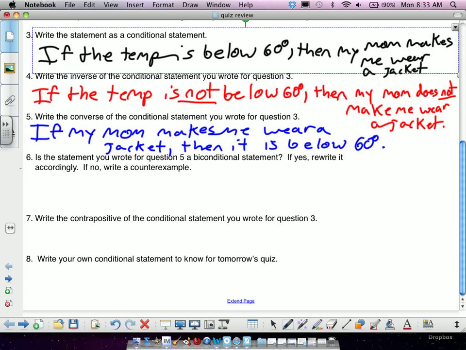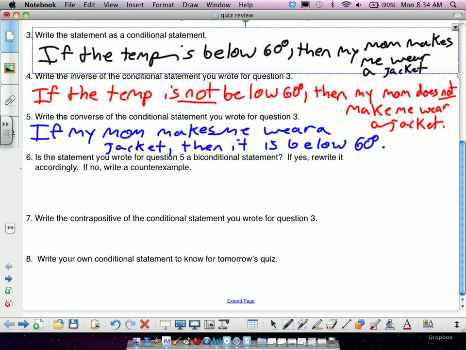All right. The statement we wrote for question 5, is that a true statement? If my mom makes me wear a jacket, then it is below 60 degrees. Okay, so can we make a biconditional statement from this then? Yes. Okay, so we're going to use question 3 to do that because we want what's first for that one to be first for it, what's last for that one to be last for it.